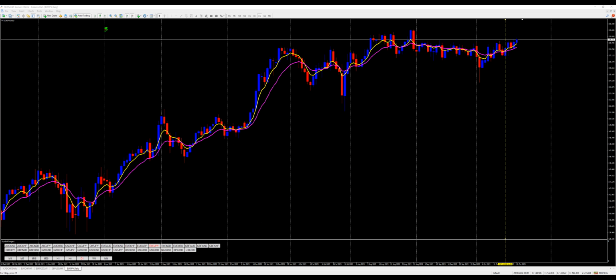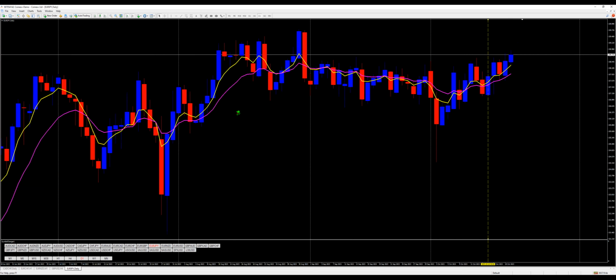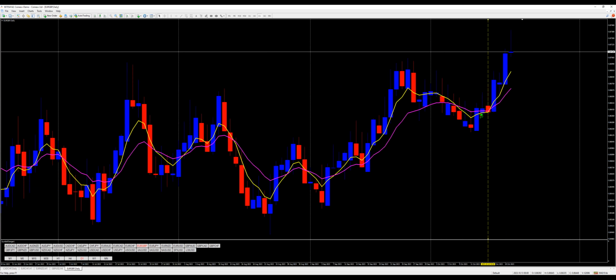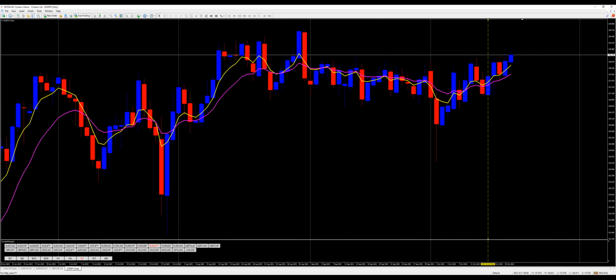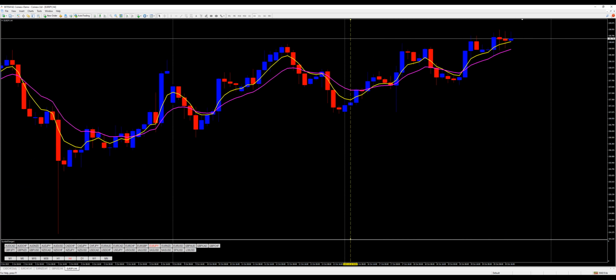Euro Yen. If it's not clear, I'll just expand this a little bit. Look at the Euro GBP. You can see the crossover hasn't happened, right? So Euro JPY, that's bullish. That's a buy on the daily and 4 hour. Okay.